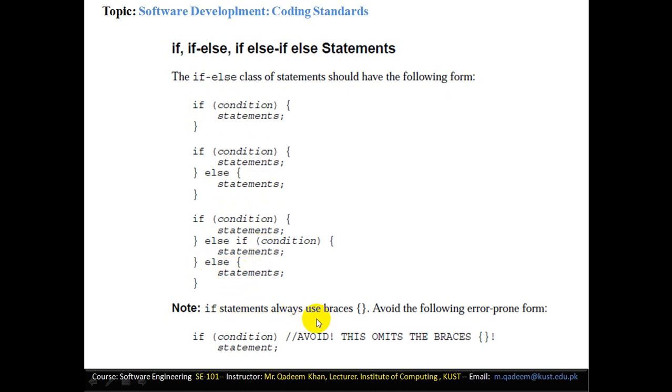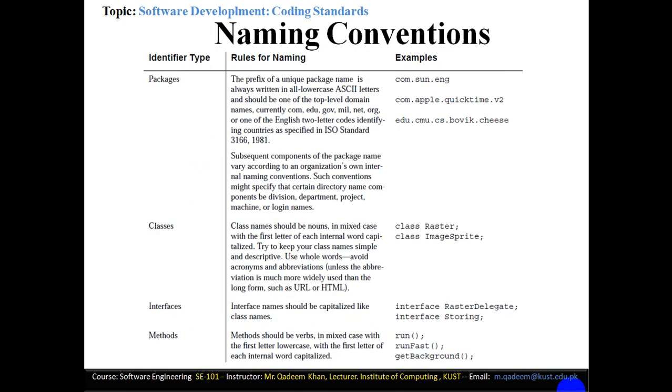If statements should always use braces. Avoid the following error-prone form: if condition statement, which omits the braces. We should always use the braces because braces make a particular chunk of code, a block of code. If we don't use the braces, and maybe mistakenly add another statement, that statement will not be part of this if statement. That's why it is recommended to use the braces.